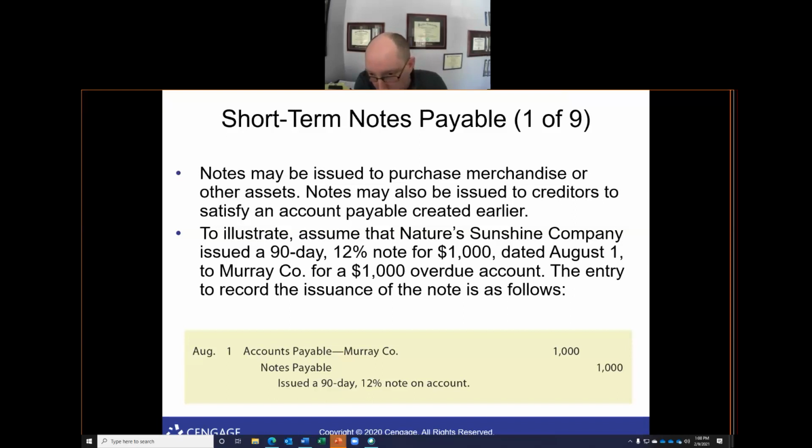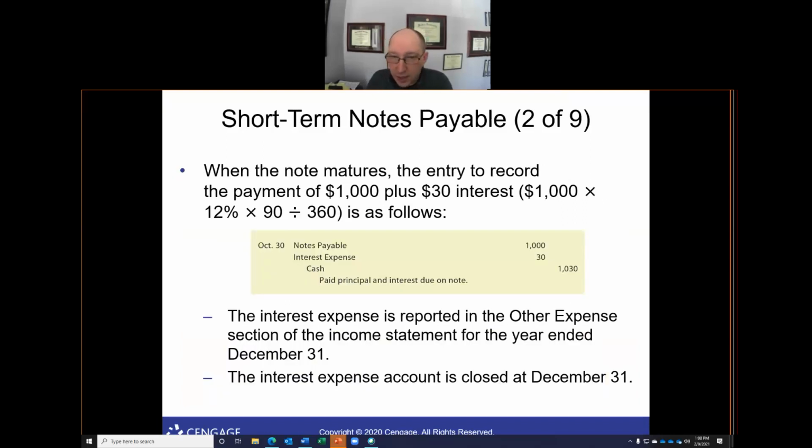So you negotiate with your supplier. Supplier agrees, says, I'll give you 90 days to pay, and I'll charge you an interest rate. In this case, it's 12%. So to convert it from accounts payable to notes payable, you debit accounts payable and credit notes payable. In our example, it's $1,000 notes payable, 12% interest rate, and it's due within 90 days. The total payment 90 days later is going to be $1,030.